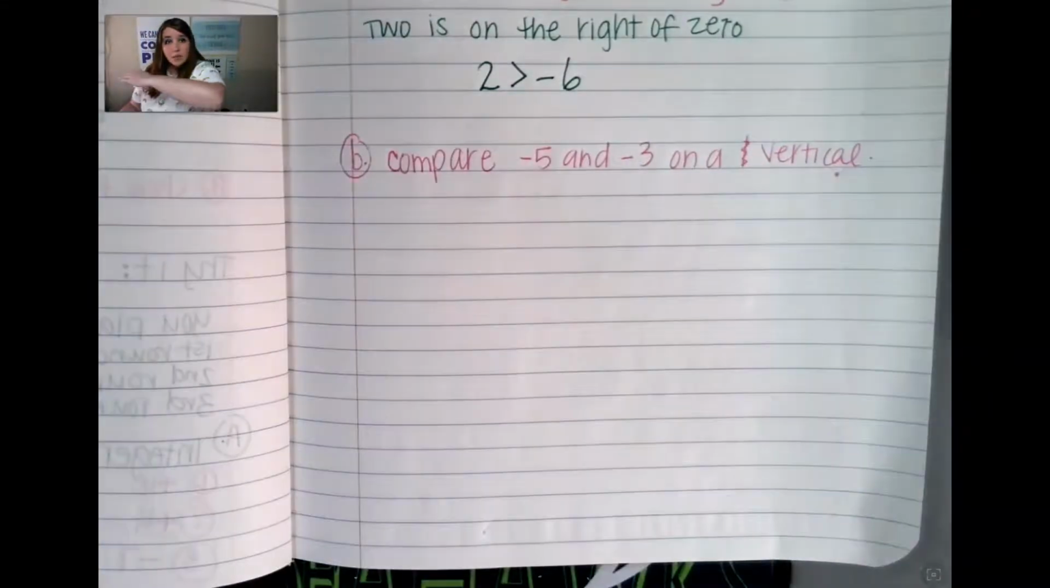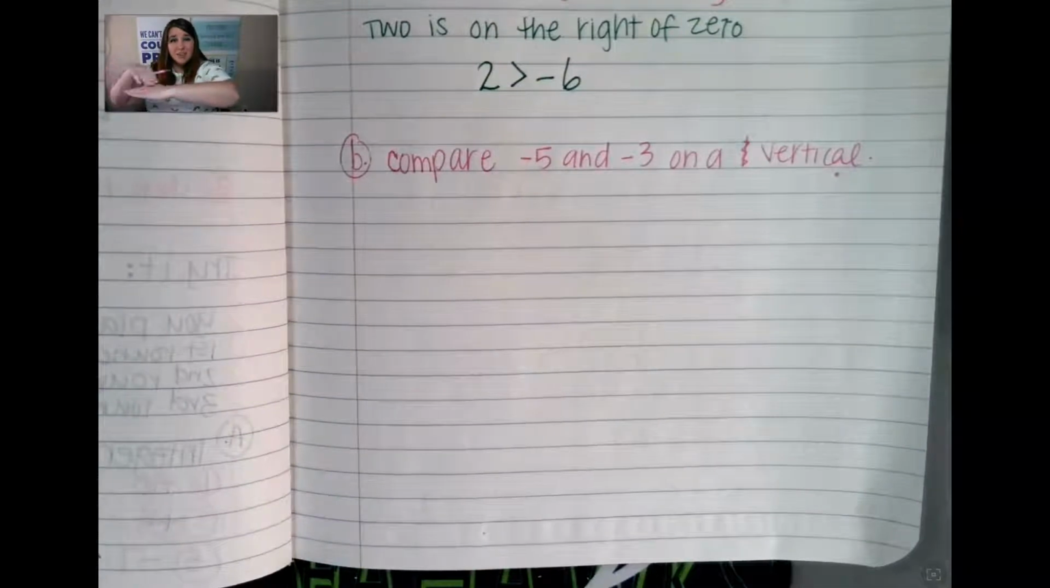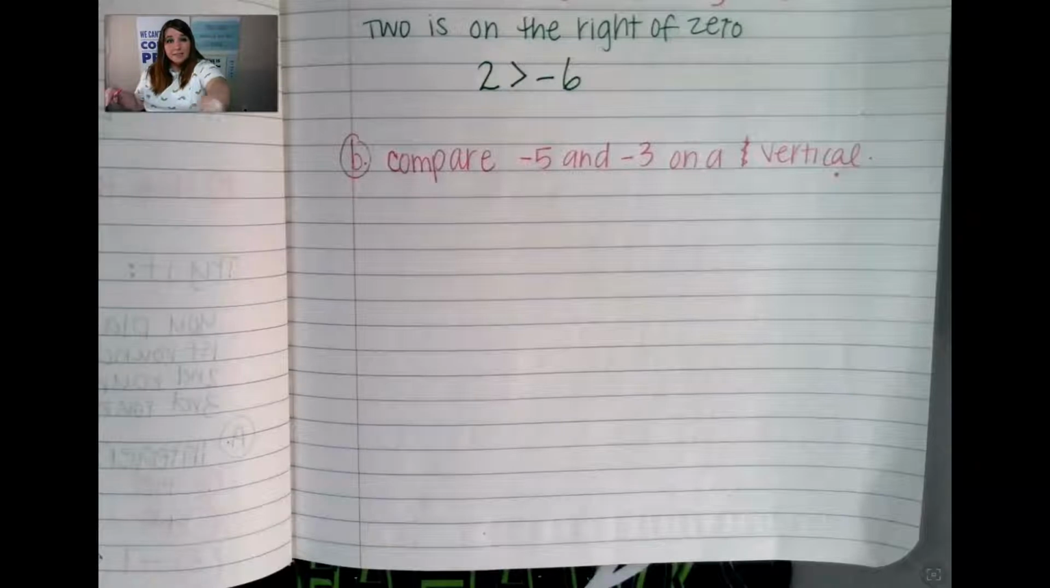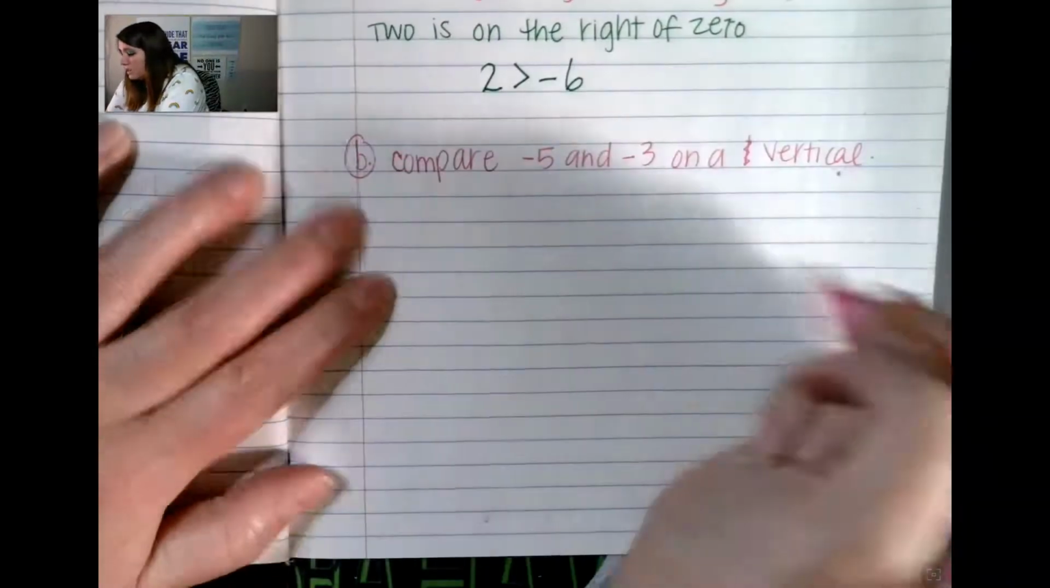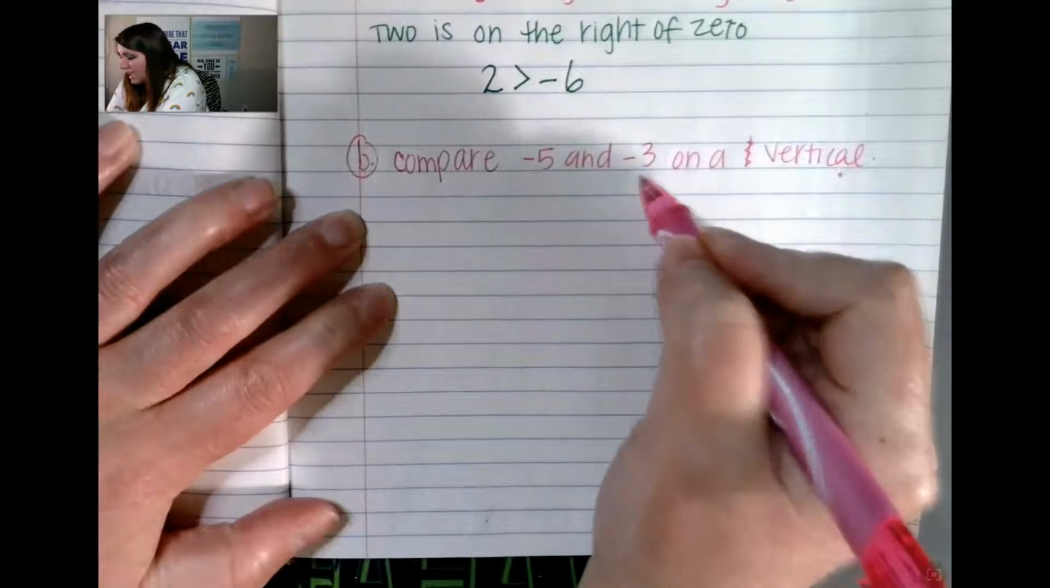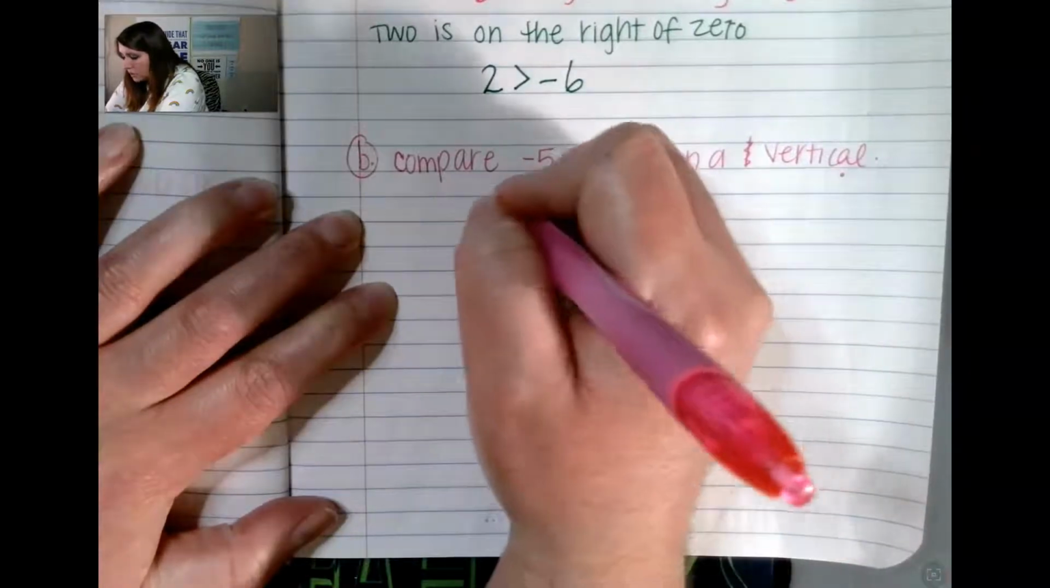Horizontal I know is horizontal because it starts with an H, and H is like the horizon, right? When you look out into the ocean and it's so beautiful, you can see the sunset on the horizon. That's how I always remember it. Okay, so -5 and -3 on a vertical.